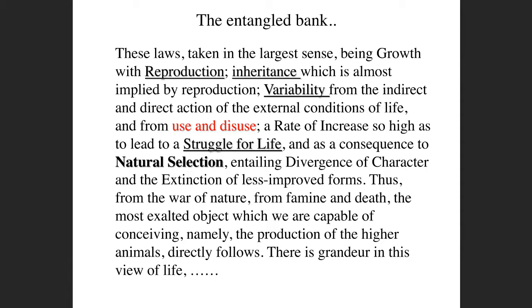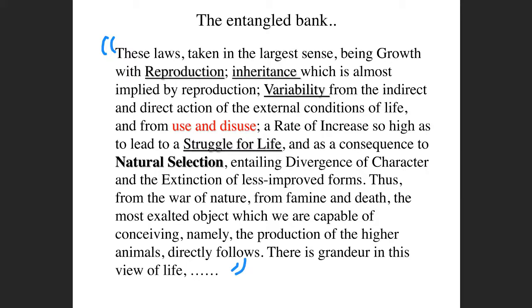So here we have the entangled bank, which is the part of Darwin that does get quoted that often. So he's talking about natural selection. These laws, which it's true. This is what I was trying to quote. And there you go. It's better to actually have a quote. You know what's even better? To include quotation marks. But this is a quote.